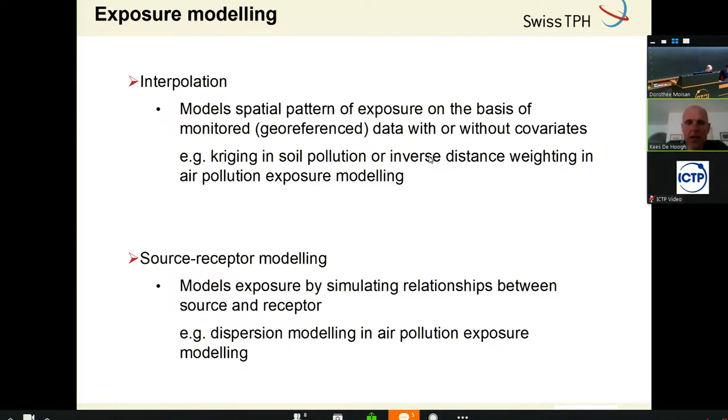So for instance, kriging, and I will go briefly into that later. Kriging or inverse distance weighting are interpolation techniques which can be used, for instance, to produce surfaces of soil pollution, which can then be assigned to population. So interpolation, the base of that is measured data. The second is source receptor modeling, where you simulate relationships between source and receptor. For instance, dispersion modeling would be an example of this. I will give you more information about that in a minute. So these are the two, broadly speaking, ways to do exposure modeling: interpolation and source receptor modeling.